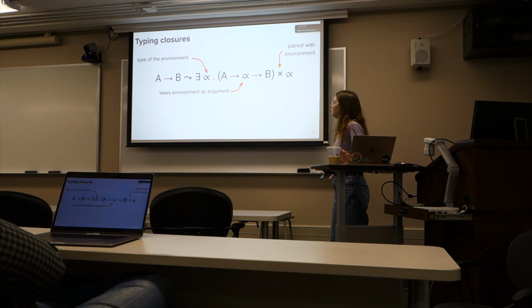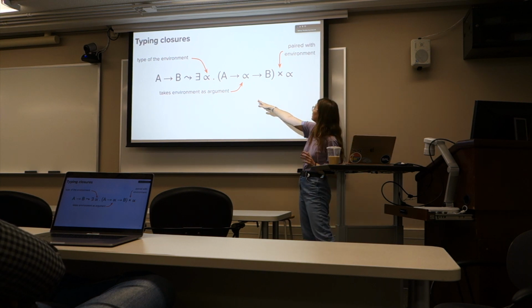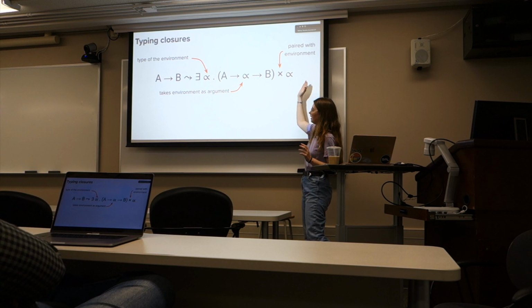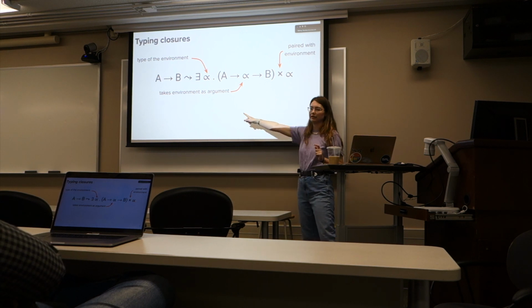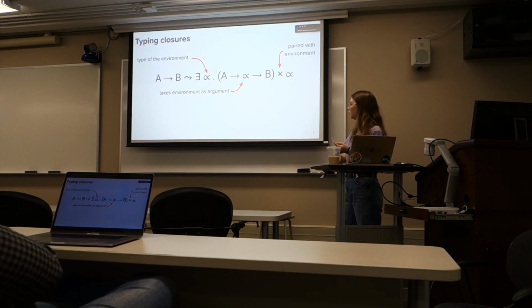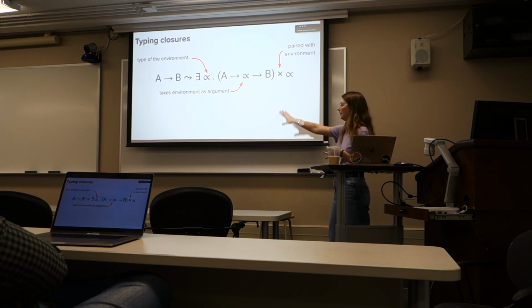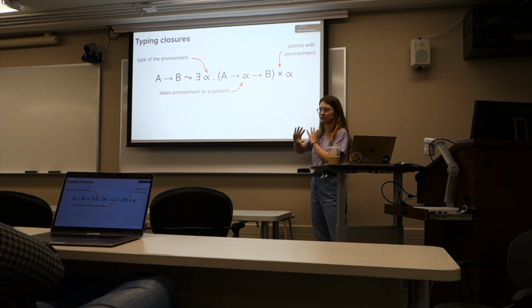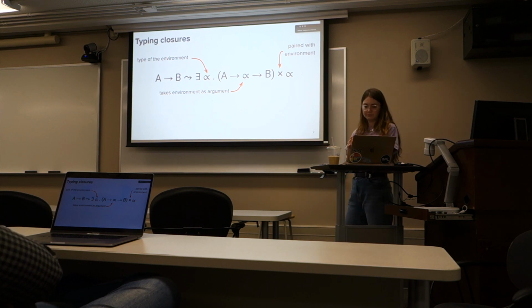And then we're going to have our closed code take the environment as an argument, and then finally pair it with a value of this environment. Notice in this case that the environment is completely abstract. We don't know how long it is, we don't know what's in it, and that's why we want to use this kind of existential type to hide that fact.